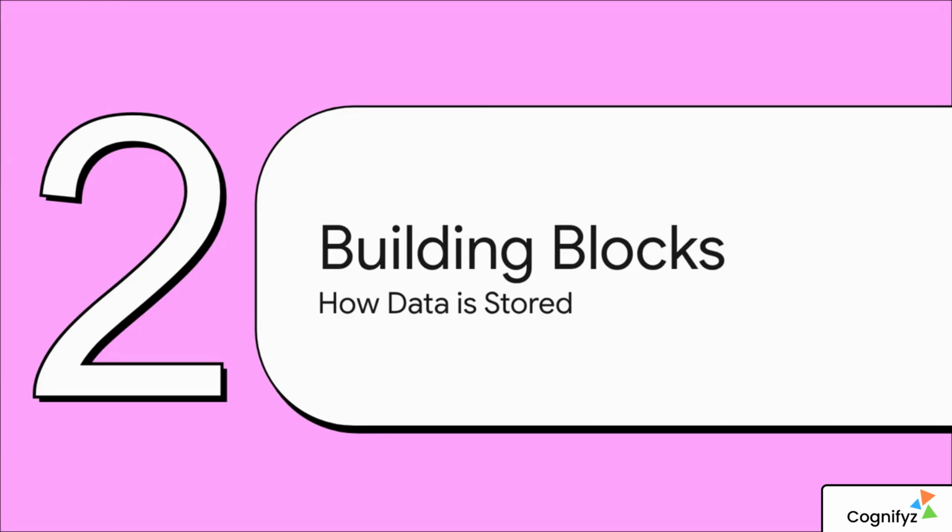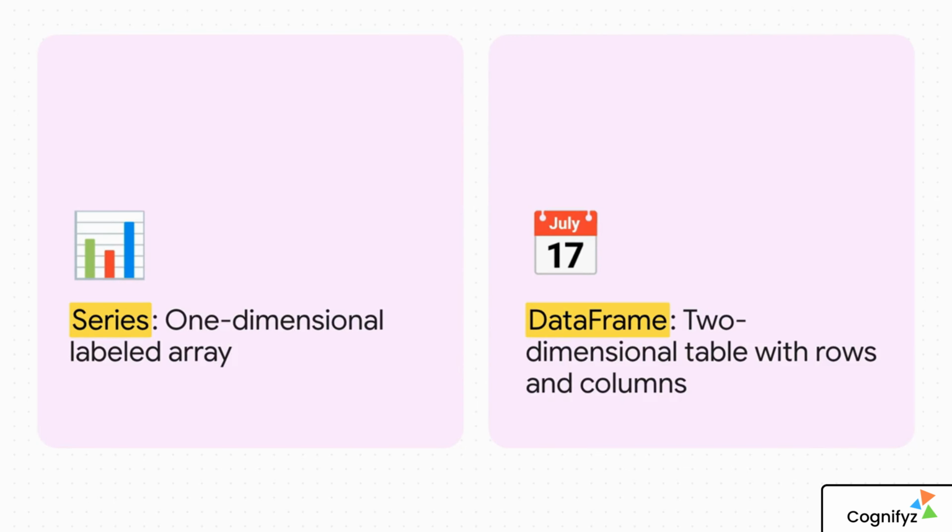Moving on to Section 2, the building blocks of Pandas. The whole foundation of Pandas rests on 2 main structures. First up, you have the Series. You can think of a Series as a one-dimensional labeled array. Basically, it's just a single flat column of data, like a long list of ages or a list of cities.